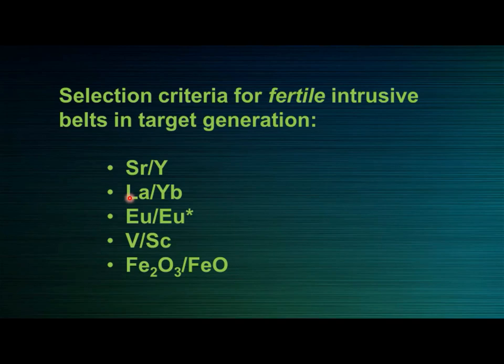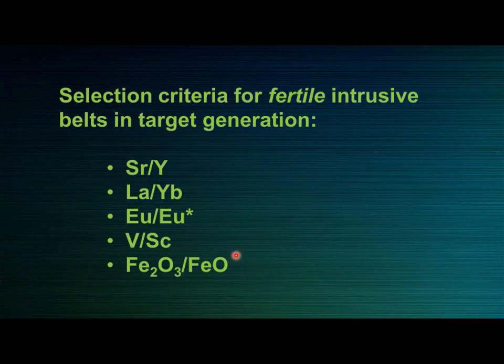So this is one of the ratios I have put here, because in the literature it's always considered to be a fertility criterion. But I'm a little bit more skeptical, because if you are exploring for porphyry coppers in island arc settings, it's basically useless. But the following three are the more important: the europium star ratio, vanadium over scandium, and the ferric-ferrous iron ratio. And these latter three are very important proxies for the oxidation states for potassic intrusions.